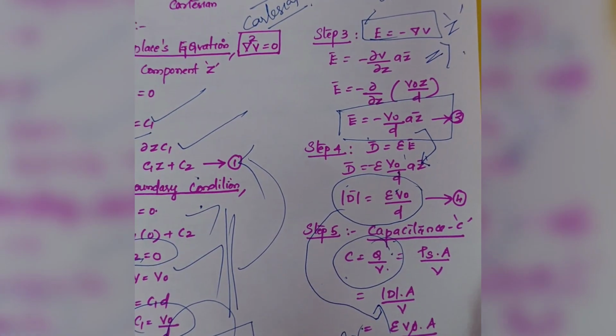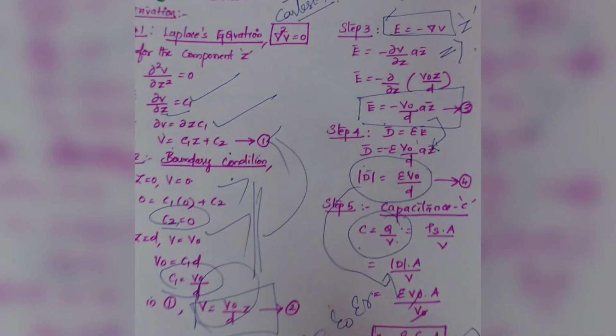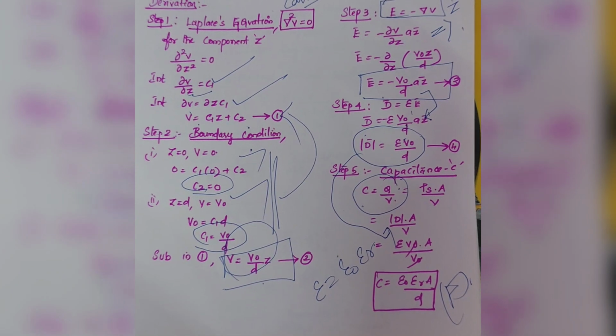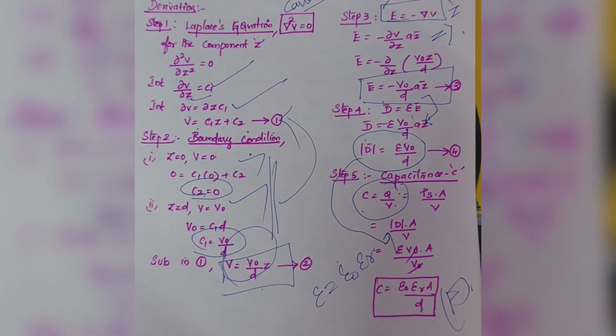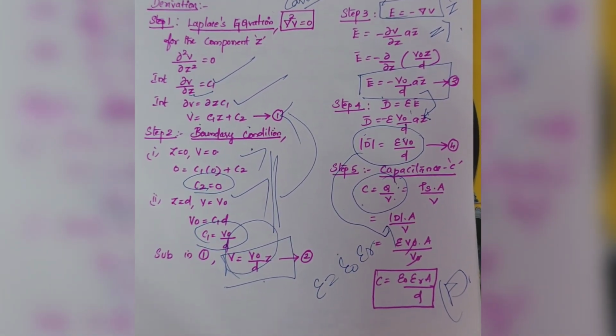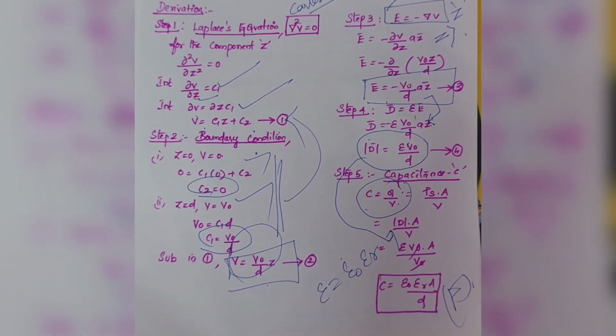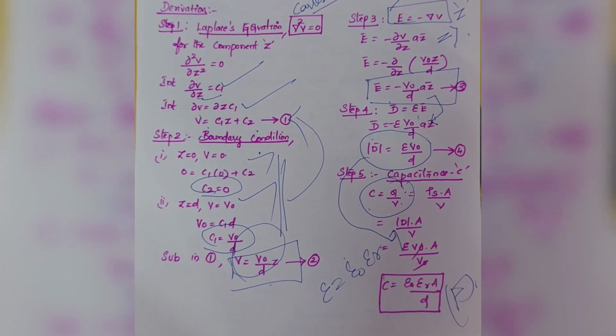The unit of capacitance is farad. Hope you are clear on this derivation. Understand the 5 steps and derive the capacitance C. Thank you.